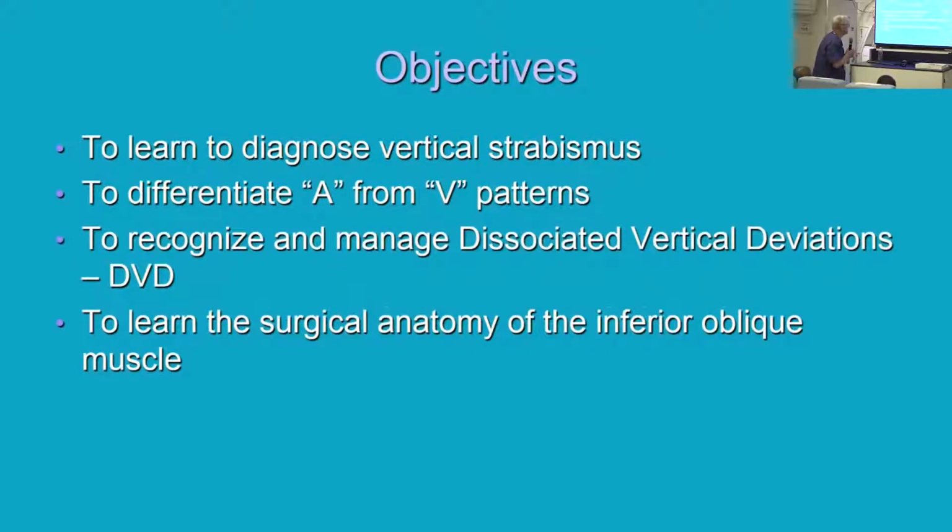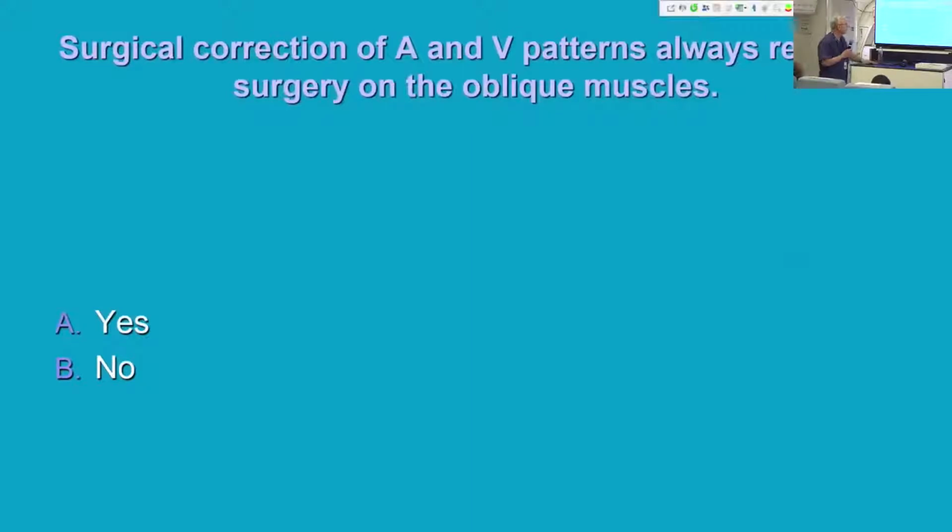So the objectives of this lecture were to learn to diagnose vertical strabismus, differentiate A from V patterns, recognize and manage DVD, and learn the surgical anatomy of the inferior oblique muscle. And hopefully we accomplished that. And we'll go through the questions again as the post-test option. One, surgical correction of A and V patterns always requires surgery on the oblique muscles. So we can answer that question.